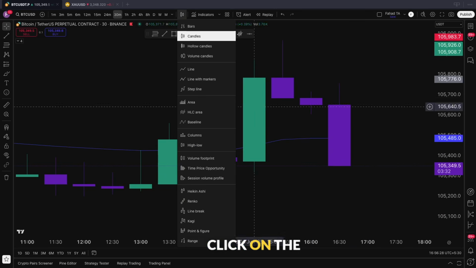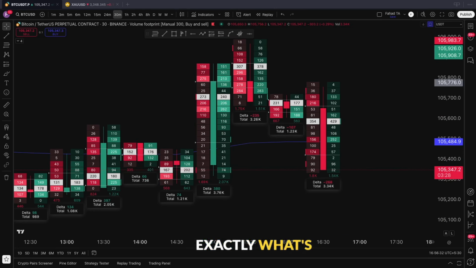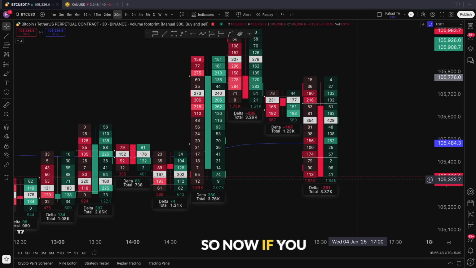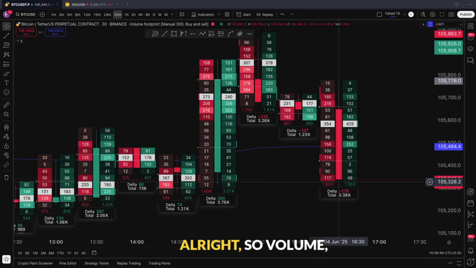But if you click on the volume footprint, this is what you get to see. You get to see exactly what's happening inside that particular candle. Is this a manipulation move? Is this a continuation move? And if there is something else that might be happening, this is how you find it out. Now if you look at this candle, there are red numbers on the left side and green numbers on the right side. Volume footprint candles are a combination of two different points, bid and ask, or you can call it buy and sell.